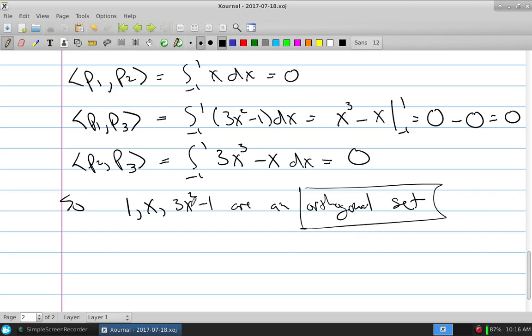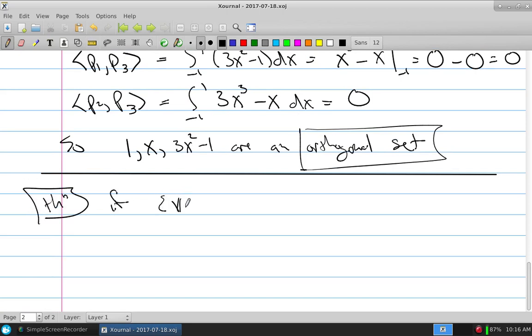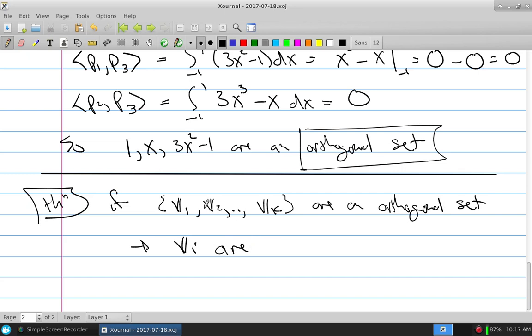If I would take the span of these polynomials and the span of these polynomials, it would be a basis for the span. Right? And that's actually why we're interested in orthogonal sets. We're interested in orthogonal sets because if V1, V2, up to VK are an orthogonal set, that actually says that not only are the VI orthogonal to one another, they're linearly independent. But if they're linearly independent, they start to form a basis for their span.